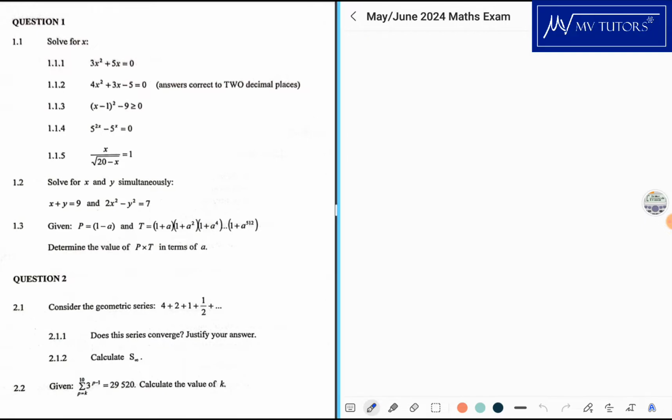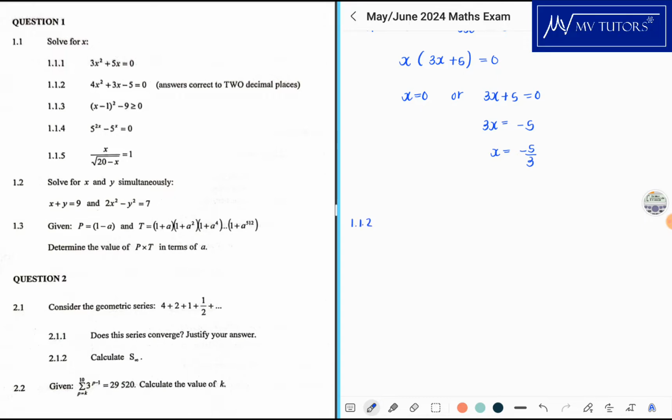Alright, so question 1. Solve for x. Now, this is where you must shine and make sure that you get all the marks. Okay, so we have 3x squared plus 5x is equal to 0. Now here I can take out the common factor, which is x. So I'm left with 3x plus 5, and that's equal to 0. So x is equal to 0, or 3x plus 5 is equal to 0, then we can see that x will be equal to minus 5 over 3.